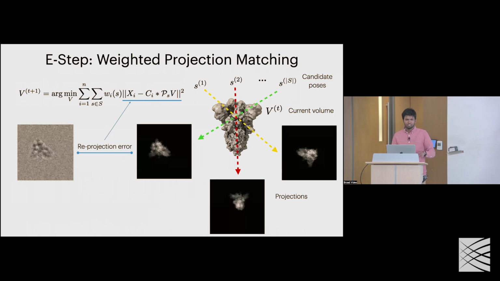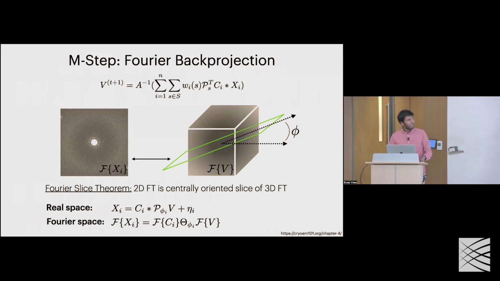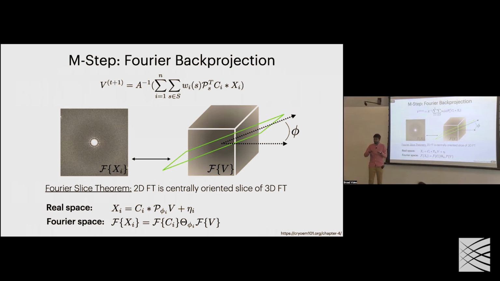Given those estimates of the poses, the M step is then essentially back projecting all those images according to the poses. When I say back projection, you can think of it as the inverse of the projection operator. For projection, we took this volume and we integrated or summed, we did a projection. Back projection essentially corresponds to doing the opposite process, taking this 2D image and going back into 3D. What does that actually mean? I think it's easier to interpret in Fourier space. So far, I've been talking about the real physical space.